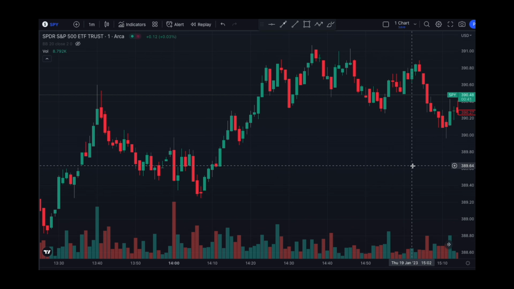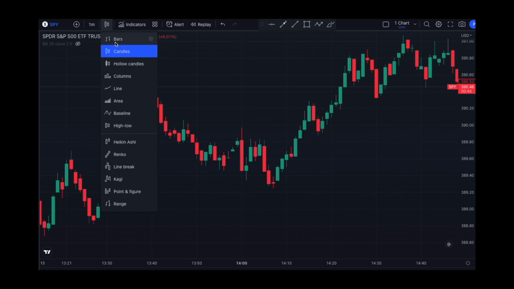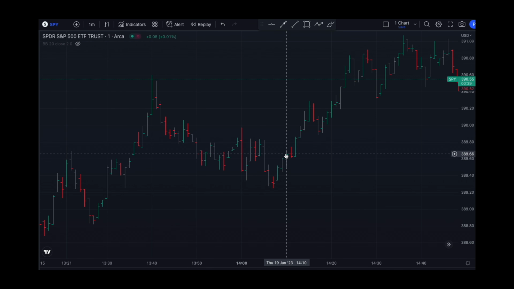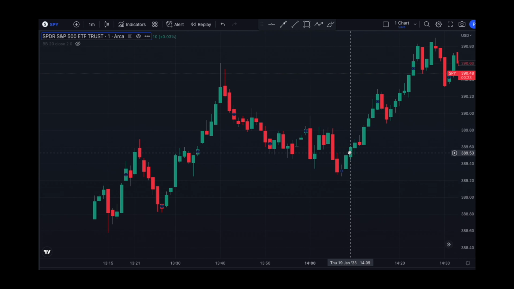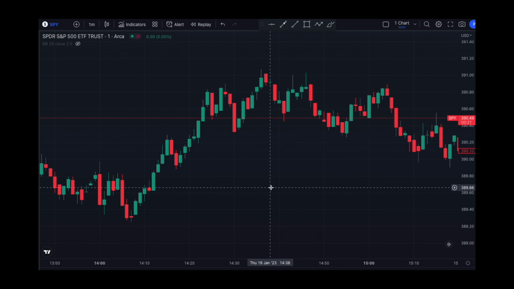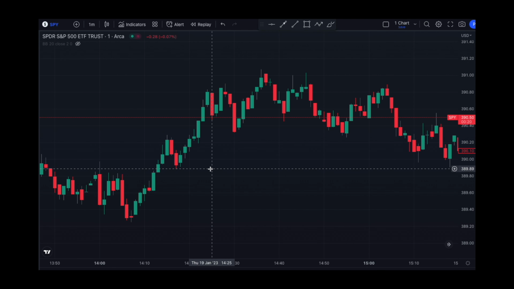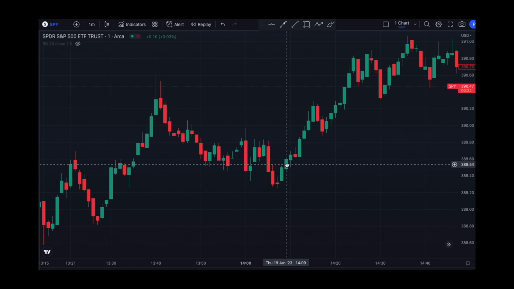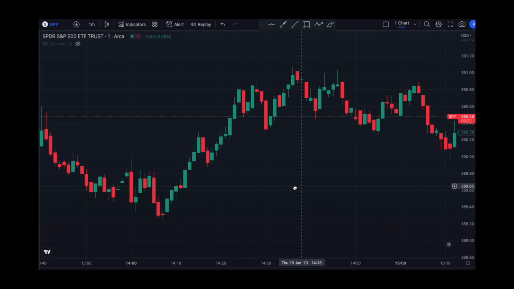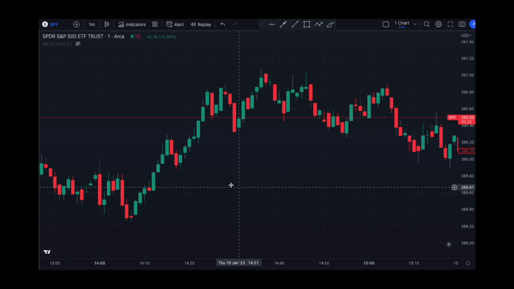There are a number of charts available on any trading platform. Here are a few examples. This one is a bars chart. Here is a candles chart. And this one is a line chart. Candlesticks are the most commonly used, and going forward, all our discussions will use the candlestick charts.